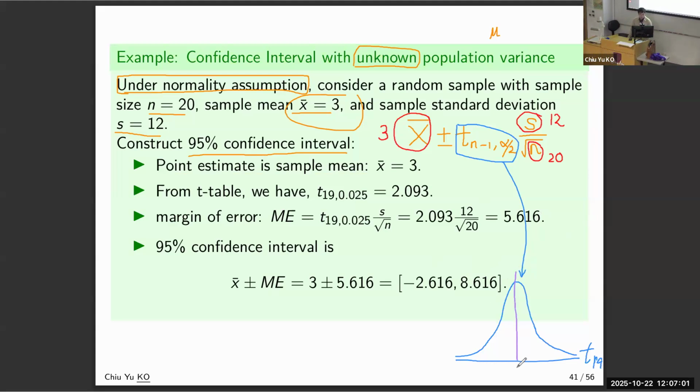Now the center is 0. Okay? And what we have is alpha over 2, right? So it means that the tail is alpha over 2. What's alpha? 1 minus alpha is 95%, so alpha is 0.05, right? Because 1 minus alpha is 95%, so alpha is 5%, which is 0.05. And alpha over 2 is 0.025, right?